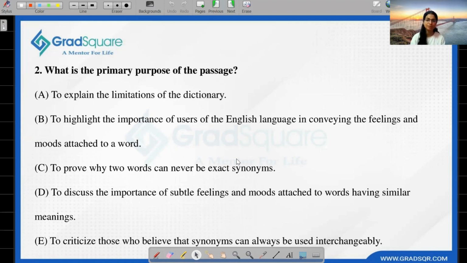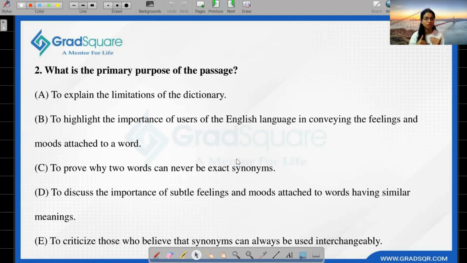Next option: to discuss the importance of subtle feelings and moods attached to words having similar meanings. Yes, the author's underlying theme in the passage is that even if two words have the same meaning, the feeling or mood conveyed by them could be different. He concludes the passage by stating that the uses of the English language have a very important role in sustaining the feeling or mood attached to that particular word. So I would say B captures the best essence of the passage.